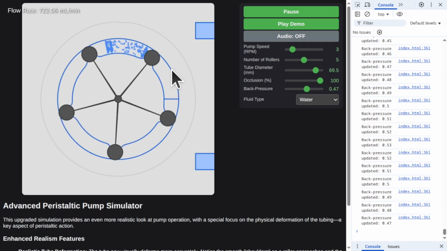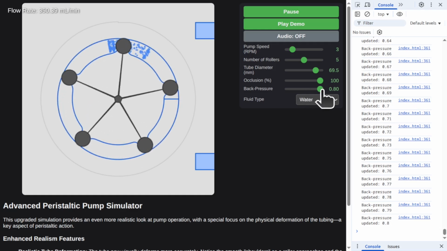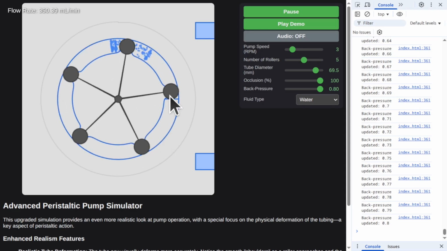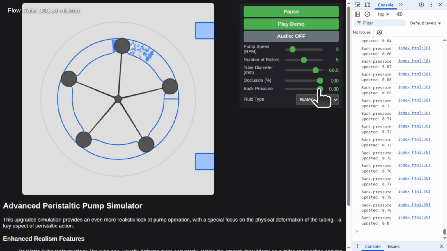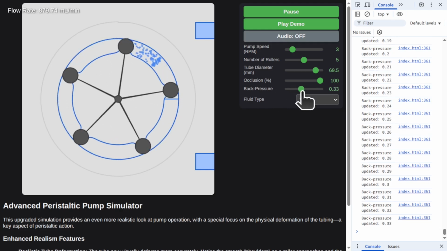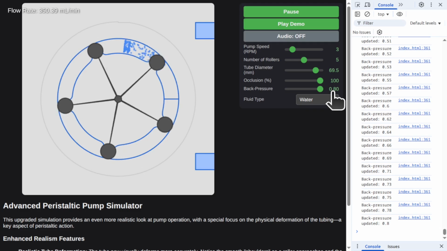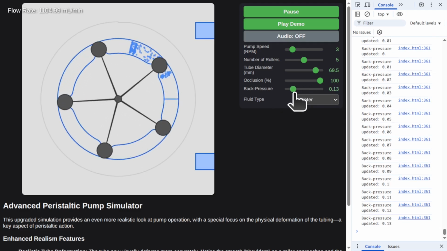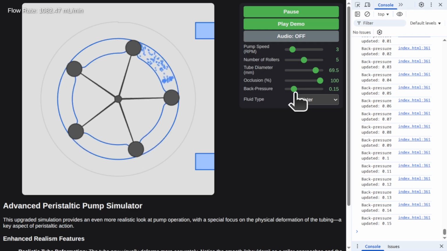Okay, so when we're changing the back pressure value, what do you expect to happen to the roller's position? When the back pressure value is changed, it won't directly affect the position of the rollers, as their movement is determined by the pump speed and the number of rollers. Back pressure primarily influences the fluid flow against the roller's action.